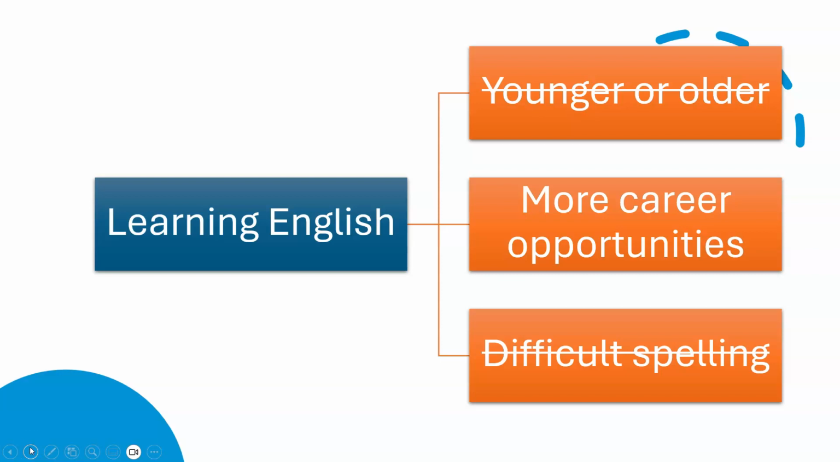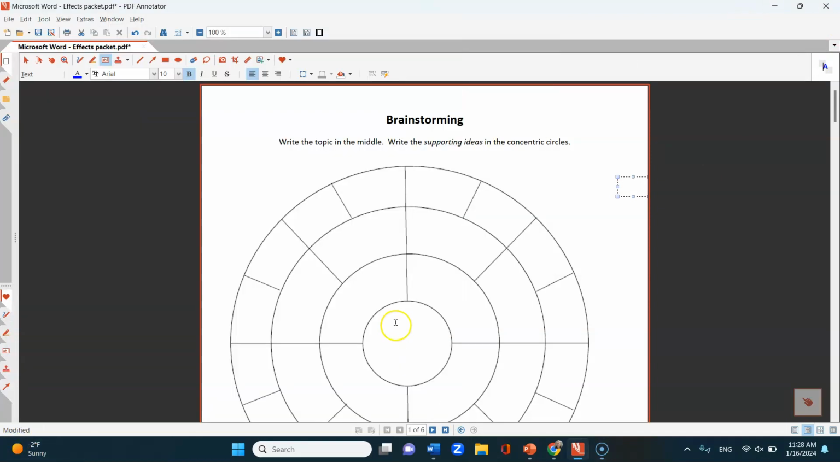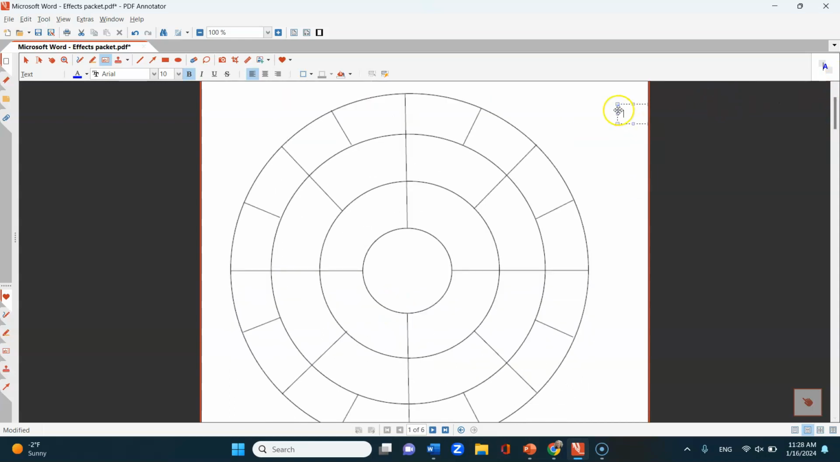Okay, so let's look a little bit more about how we can brainstorm ideas for our effects essay and write an outline, which is our homework. Okay, so this is a method that often works very well for writing effects essays in English. Okay, and this is a brainstorming using concentric circles. So there's many different ways to brainstorm, but this is just one that seems to work extra well for effects essays. You don't have to do it like this, but this is just an interesting way that I want to tell you. So let's say that my topic is the effects of learning English.